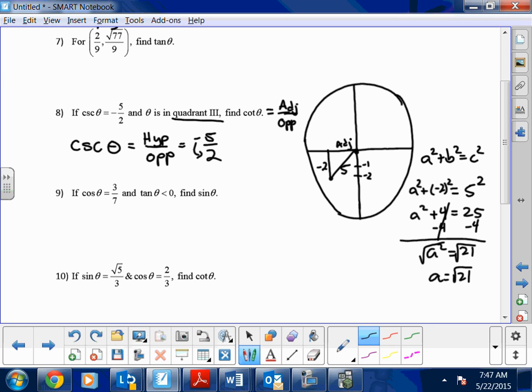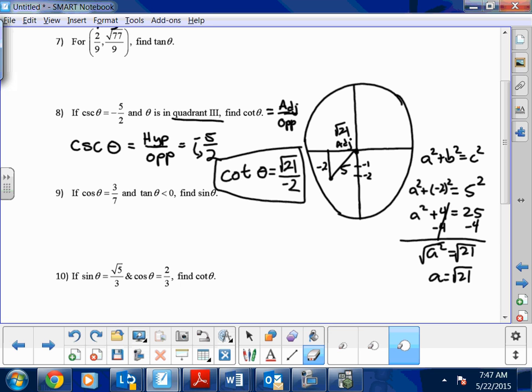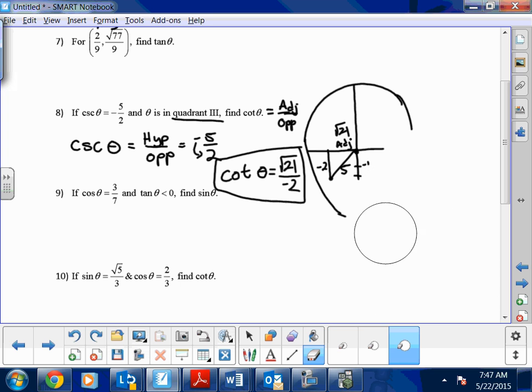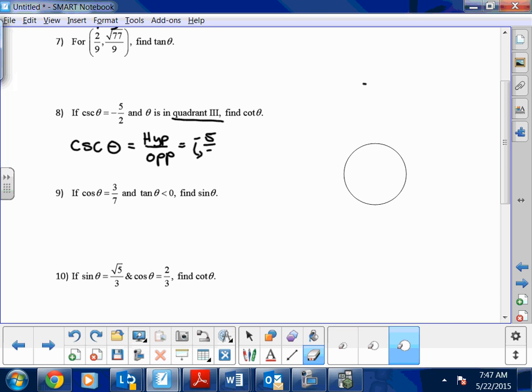The answer is this. I'll just write it out again. Cotangent of theta is going to be equal to my adjacent, which we just said was square root of 21, over my opposite, which is going to be -2. And this is my answer. Lovely. Let's go ahead and move on to the next. Now, I'm going to erase this because I want to make sure you all have enough space for the next one. All right. So now let's go to question 9.